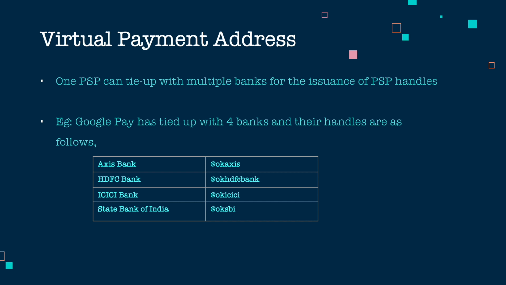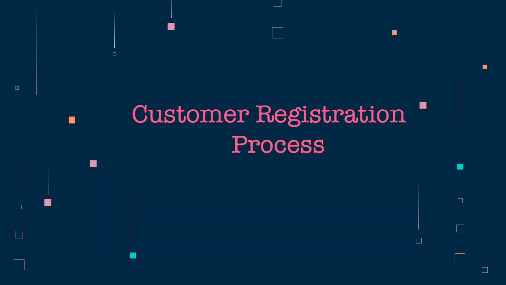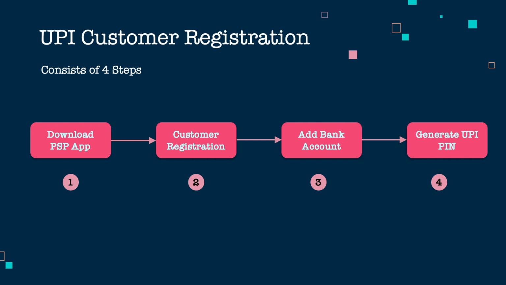Like MMID in IMPS, we have a VPA handle for UPI. Now let us look at the customer registration process. The customer registration process involves 4 steps.